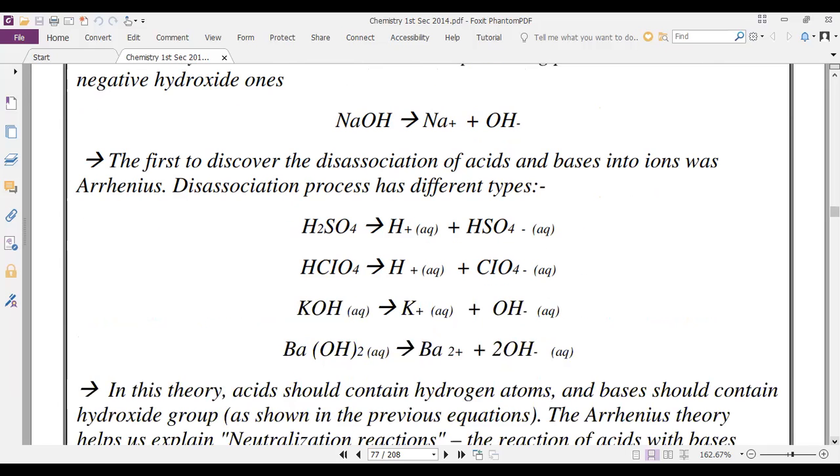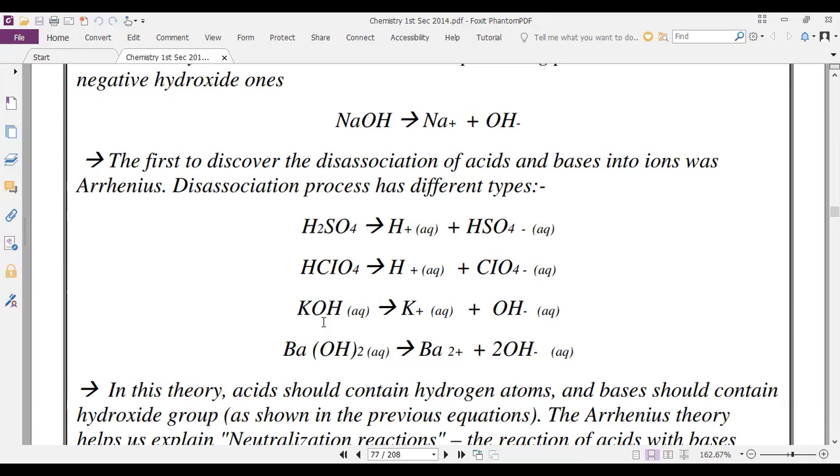H2SO4, as an example, dissociates into H plus and HSO4 minus. So it's an acid according to Arrhenius, due to the presence of the hydrogen ion. HClO4 produces H plus and ClO4 minus. So, because of the presence of H plus, it's an acid according to Arrhenius.